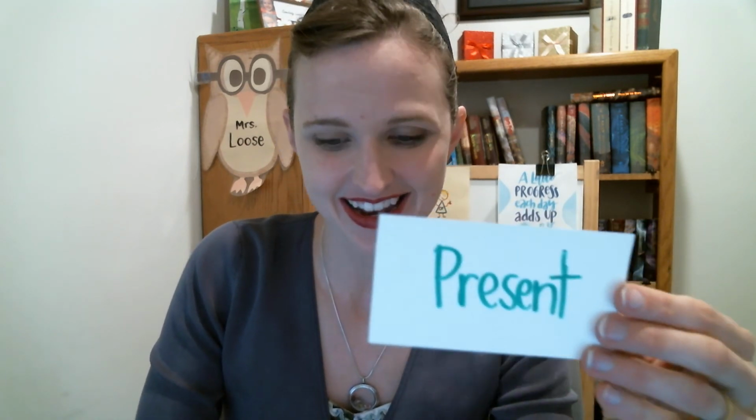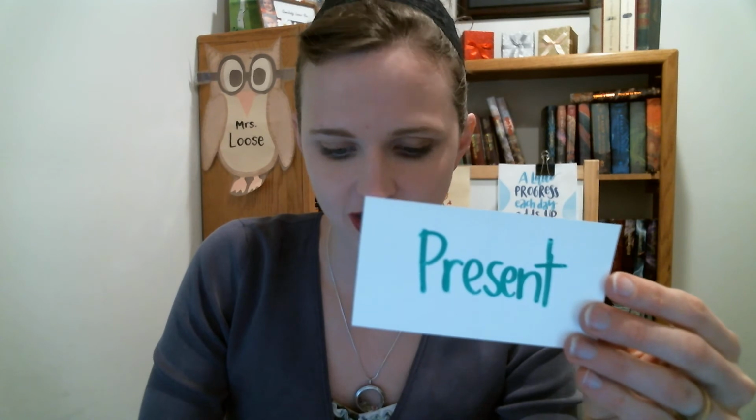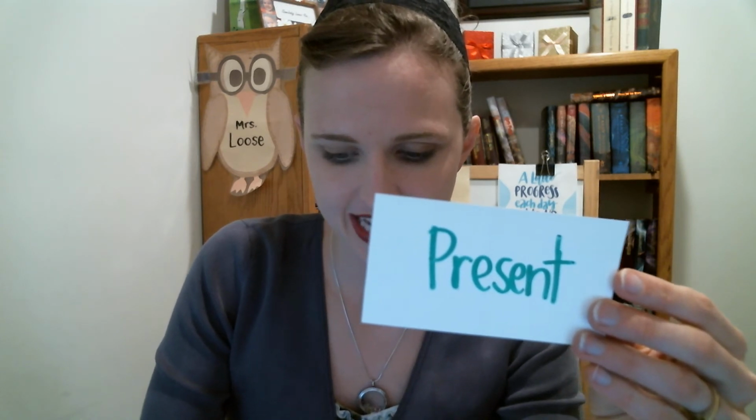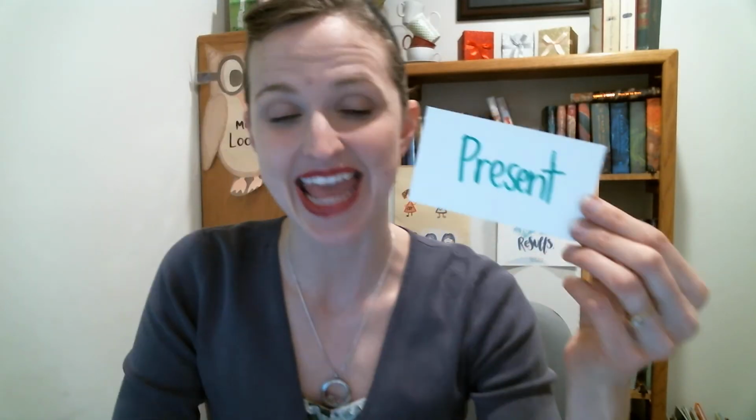Present is another word that talks about time, but instead of it talking about things that happened before, it's talking about things that are happening now. So in the present, I am blinking my eyes. Woo. In the present, I am wiggling. In the present, I am sitting still.